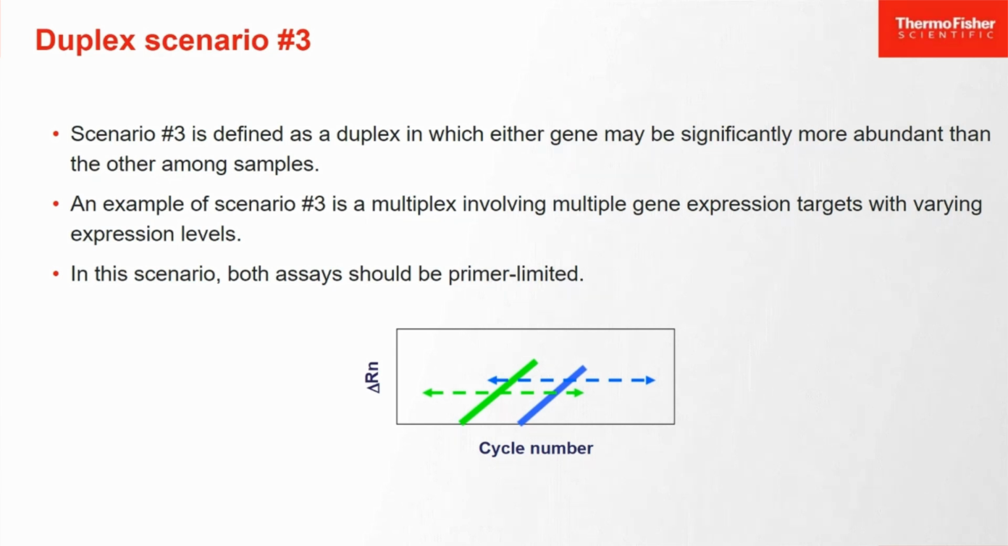Duplex scenario 3 is when it could be either way. That is, one gene could be more abundant in some samples, and the other gene could be more abundant in other samples. So in that case, the thing to do would be to primer limit both assays.